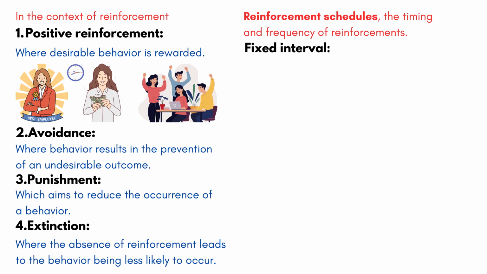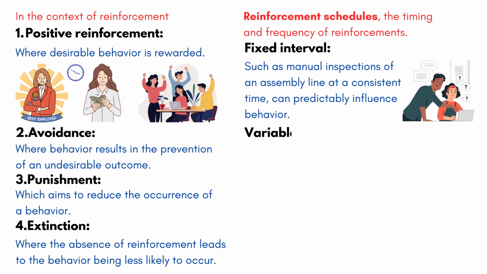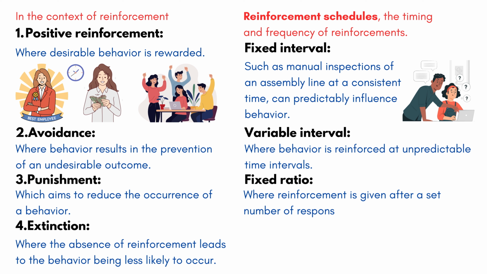Fixed interval, such as manual inspections of an assembly line at a consistent time, can predictably influence behavior. Variable interval, where behavior is reinforced at unpredictable time intervals. Fixed ratio, where reinforcement is given after a set number of responses. Variable ratio, where reinforcement is unpredictable and varies.